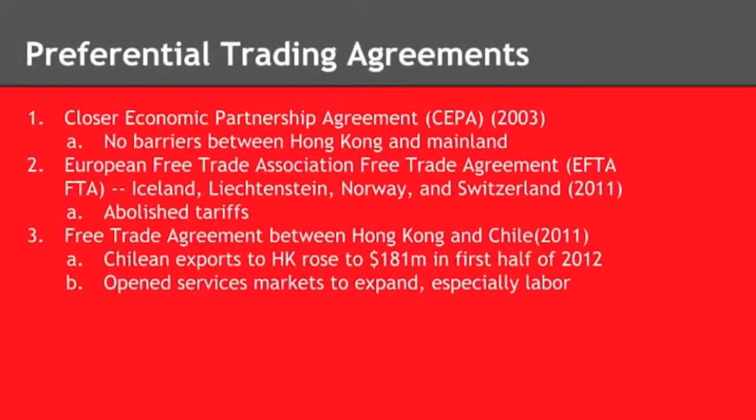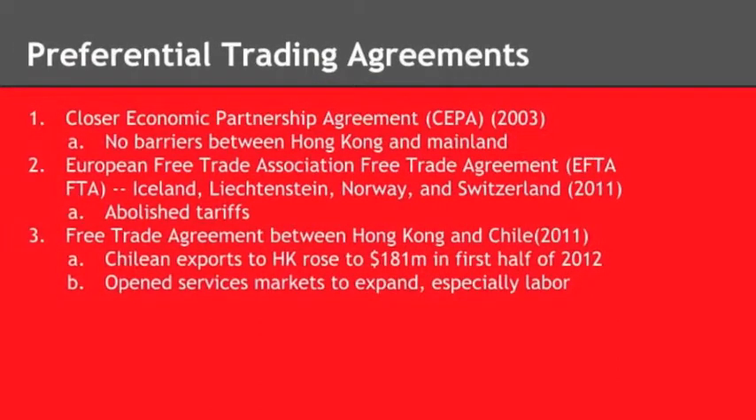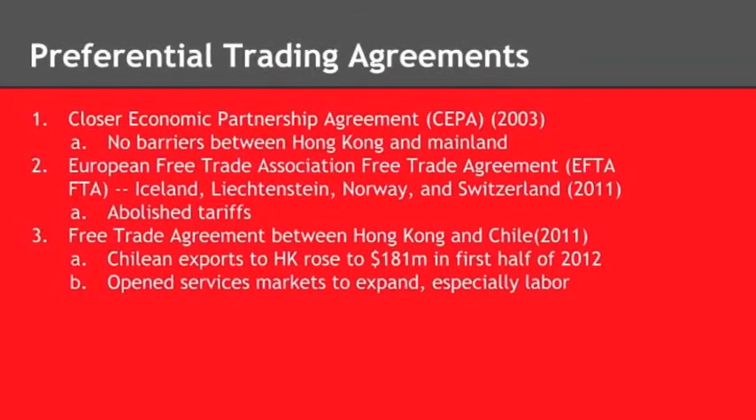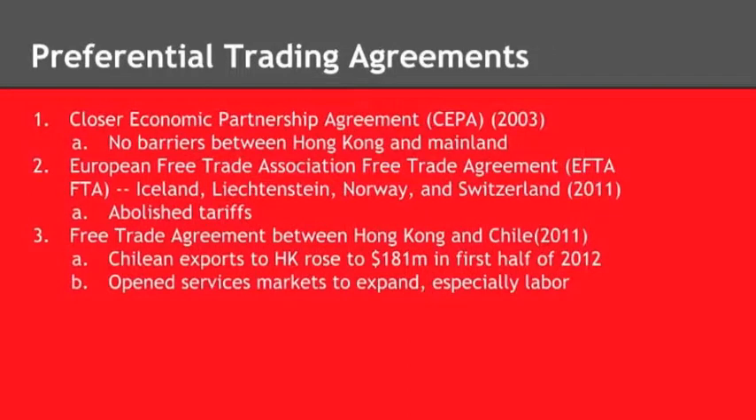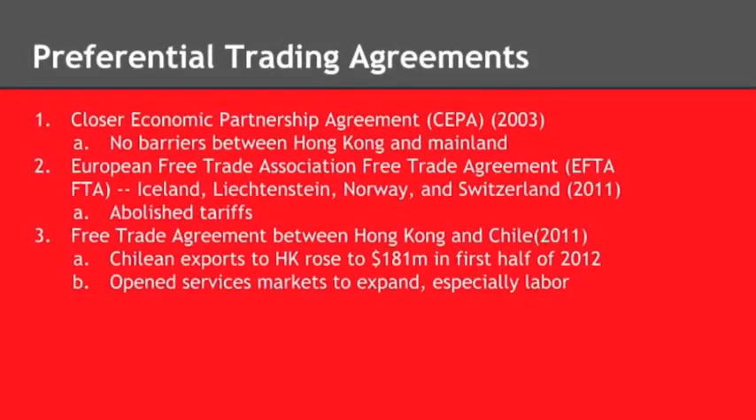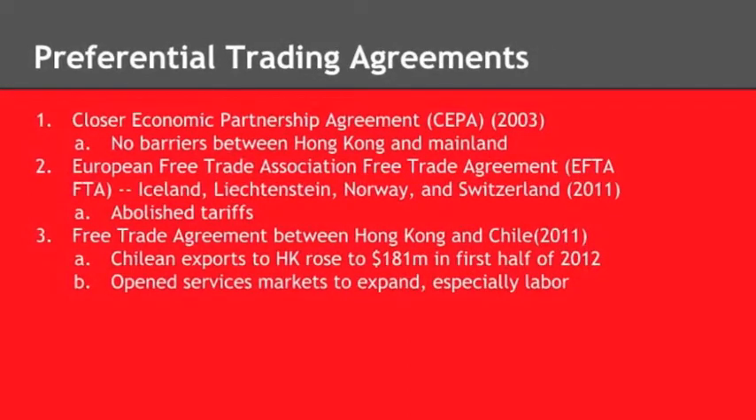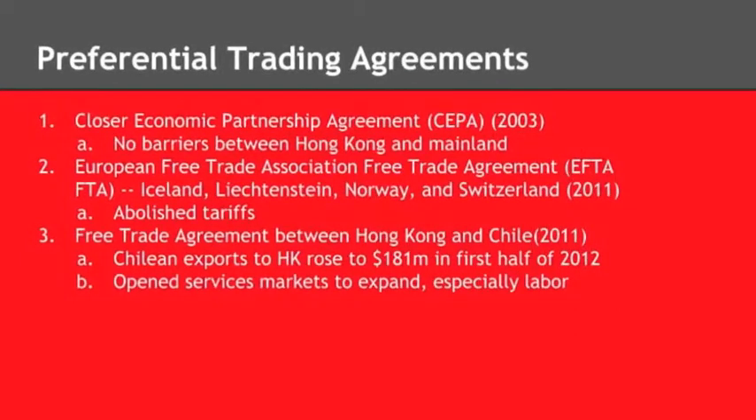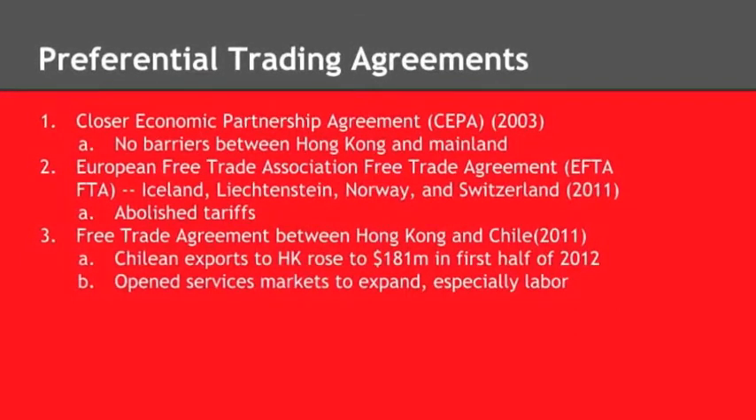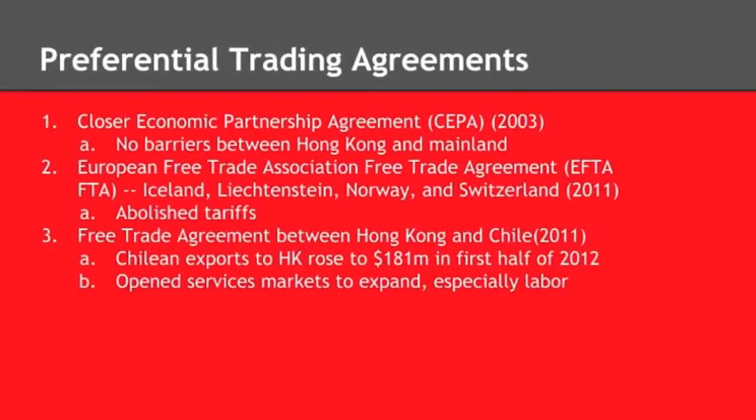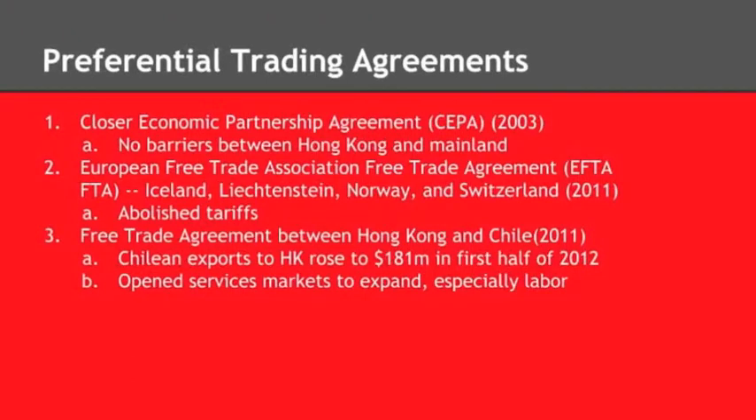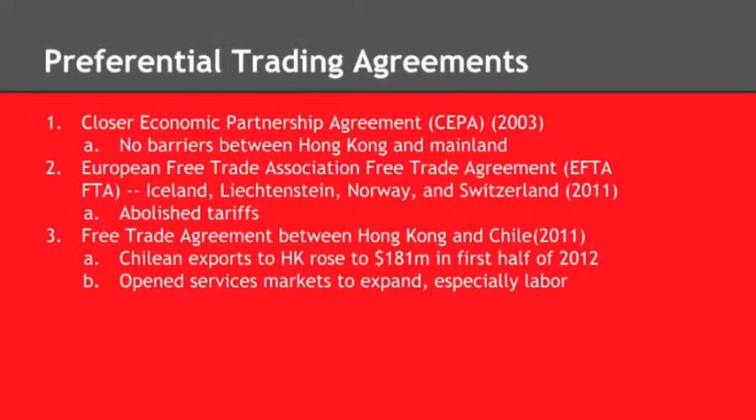The second agreement is the European Free Trade Association Free Trade Agreement, which is between Iceland, Liechtenstein, Norway, Switzerland, and Hong Kong. It abolishes tariffs forever between these nations. The third free trade agreement is between Hong Kong and Chile and was undertaken in 2011. In the first half of 2012, Chilean exports to Hong Kong rose to $181 million. This free trade agreement opened the service markets of each country to expand. This was especially true in the labor market.